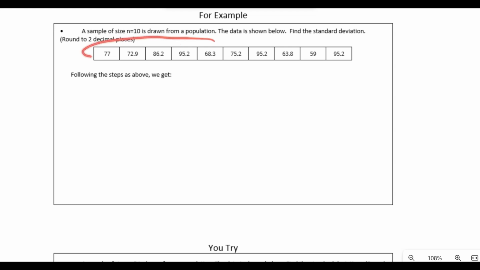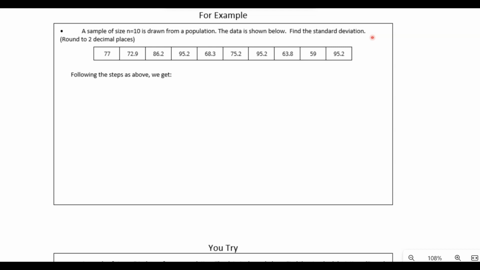Order is important when you're creating a frequency distribution, or you're finding the median or quartiles or the 5-number summary. But the standard deviation is based on the mean, and for the mean, you just add them all up and divide by how many there are. So it doesn't matter if they're in order. All right, so we have the steps as above in the notes.